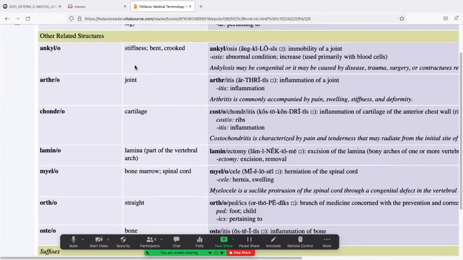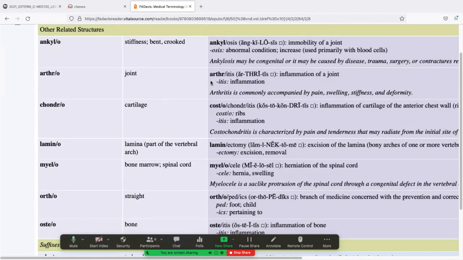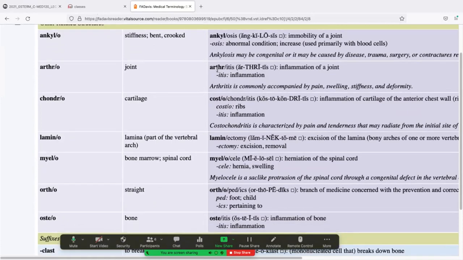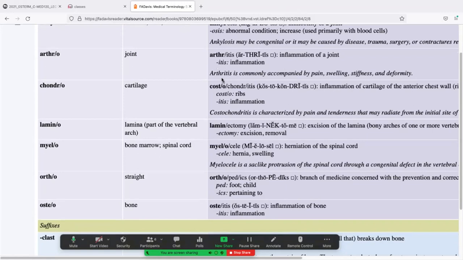Ankylosing means bent or crooked, secondary to stiffness, and we already mentioned ankylosing spondylitis. Arthro is a joint space, so that's what arthritis is. It's an inflammation or an infection of the joint space. So no matter what you have, osteoarthritis, rheumatoid arthritis, gouty arthritis, the best person to go see is a rheumatologist, because that joint space of yours is inflamed.